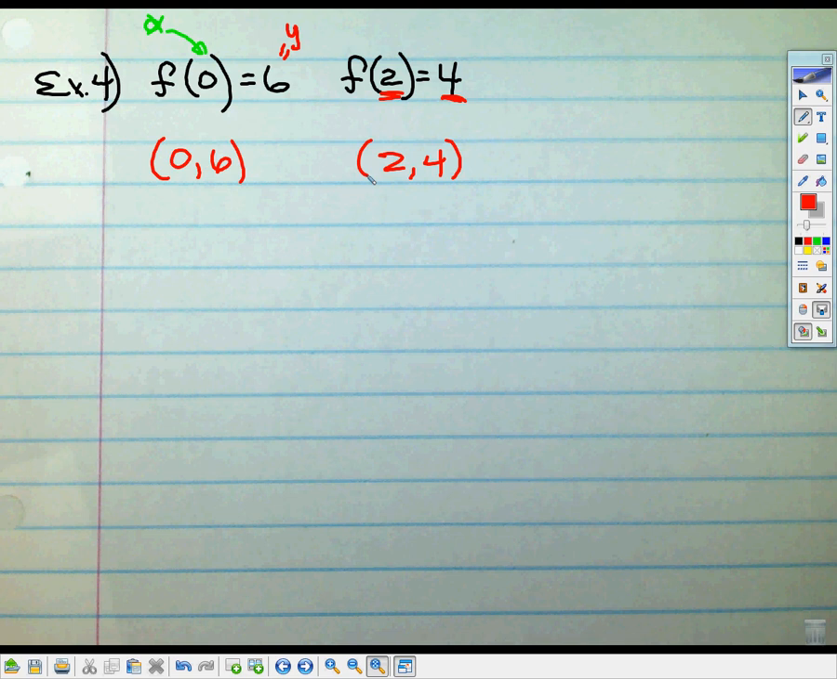But at this point on example 4, finishing this up will be just like what you did in example 3. Would you pause the video, please, and come up with what is your equation for slope-intercept form of the line that goes through the point 0, 6 and also goes through the point 2, 4.